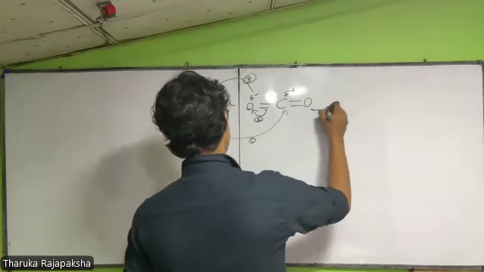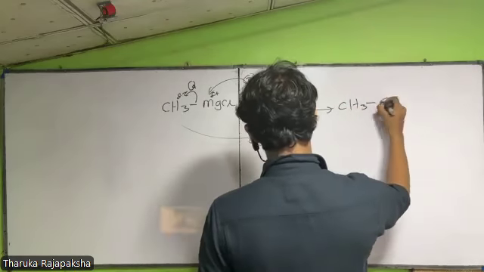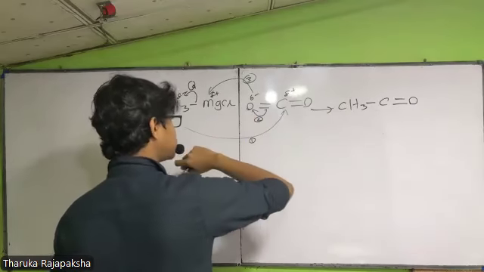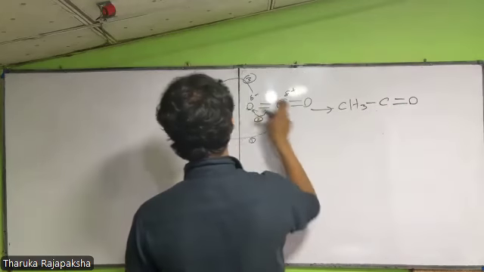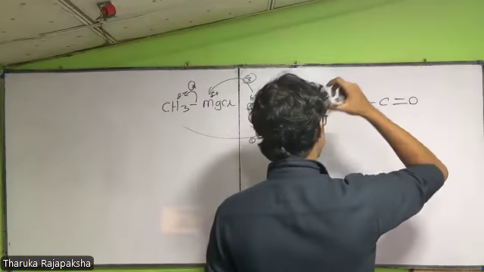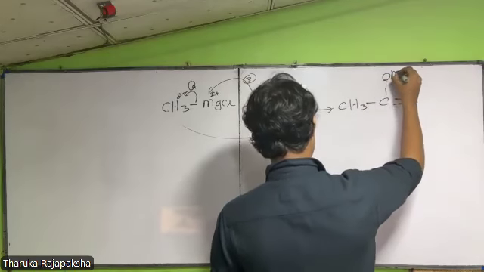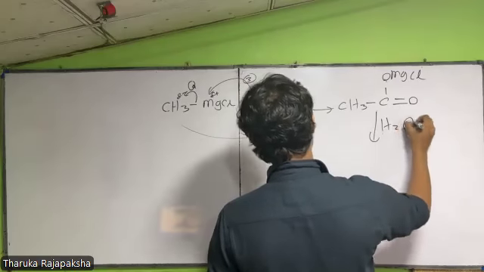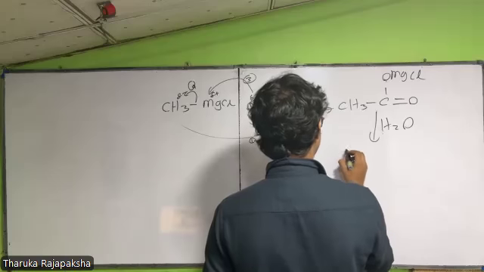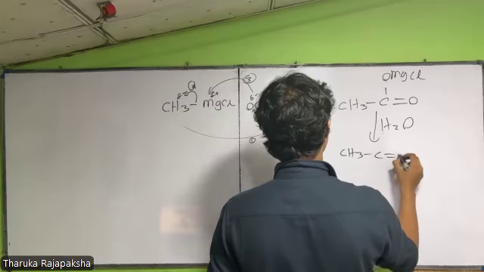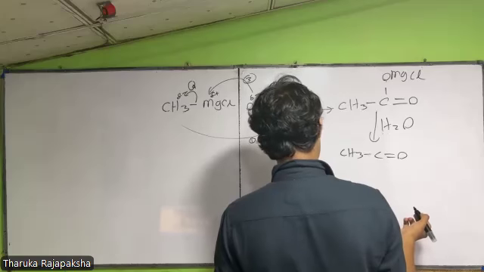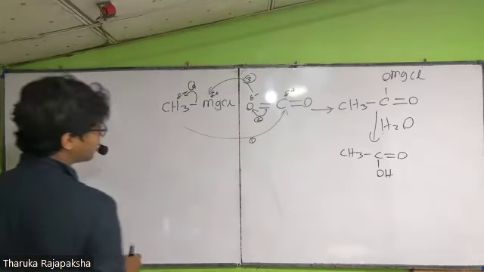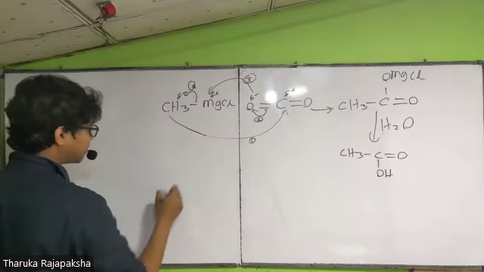Then guys, you're going to get CH3, C double bond oxygen. This oxygen will attach to the CH3 group. Right? This carbon double bond oxygen will attach to the CH3 group. And then you will get OMgCl. When water is added, it is aqueous, it will convert into OH. So what is this? A carboxylic acid.